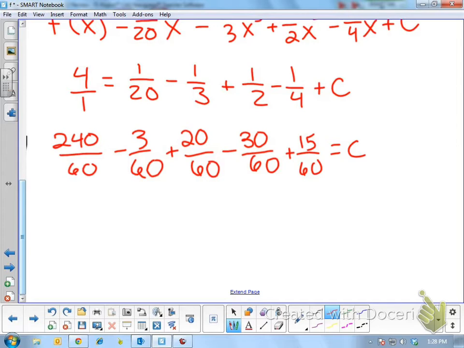And now we combine. I would actually maybe do this stuff first. Like 20 minus 30 is negative 10. Plus 15 is 5. Minus 3 is positive 2. So we have 242 over 60 equals C.